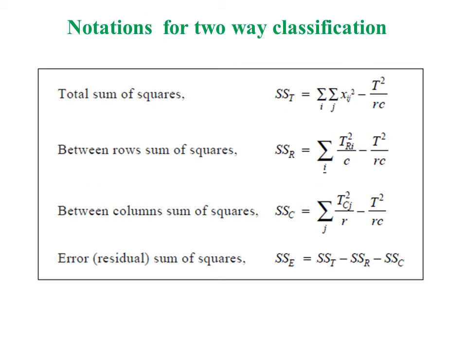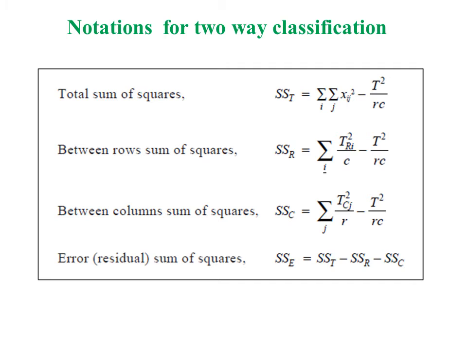And this is very important: the total sum of squares, which was already discussed in one-way classification. SST is equal to the double summation over i and j of xij squared minus T squared by RC, right? Here additionally SSR is added. The between-rows sum of squares is equal to the summation of TRi squared by C minus T squared by RC. The between-column sum of squares SSC is equal to the summation of TCj squared by R minus T squared by RC. This is the formula. And the error sum of squares SSE is equal to SST minus SSR minus SSC.